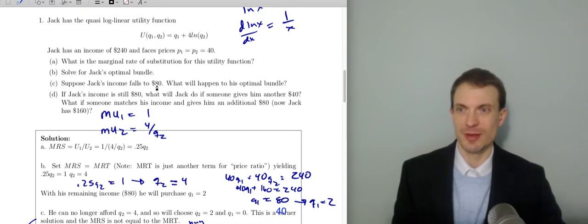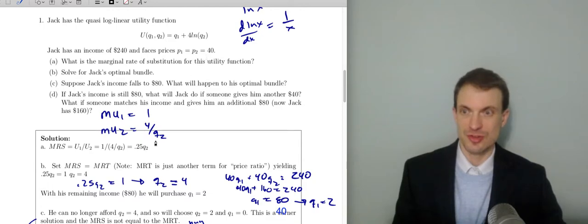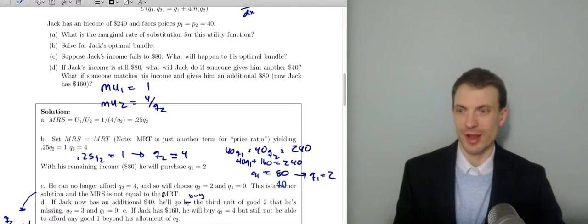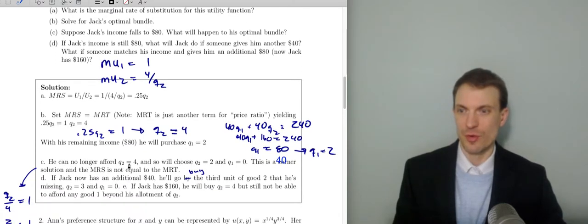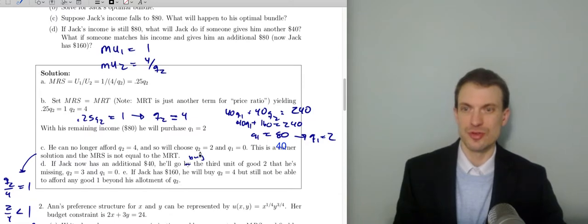Suppose now Jack's income is only $80. What's Jack going to do? Well, remember, Jack is going to be hyper vigilant about whatever drops out immediately from comparing MRS to MRT, which is Q2 equal to 4. So Jack is really keyed in on good 2, and so Jack is going to try to continue to consume good 2. Well, with $80 available and costing $40 each, Jack is only going to be able to afford 2 units of good 2. Jack can no longer afford 4 units of good 2, so Jack is going to choose 2 units of good 2 and then not buy any of good 1.